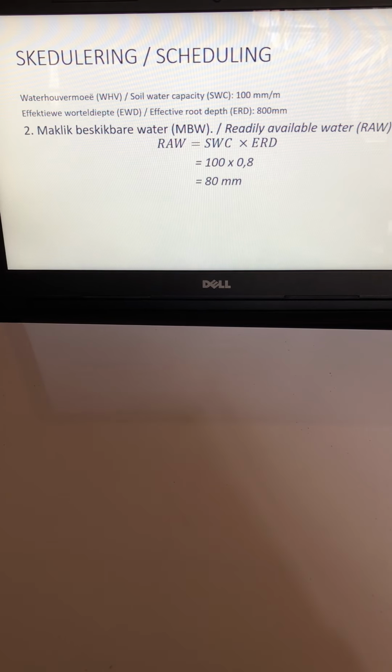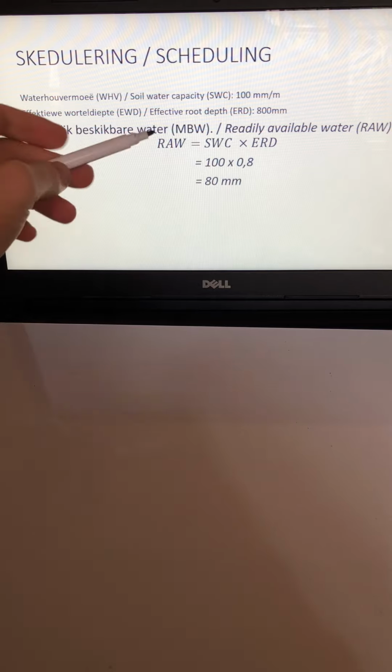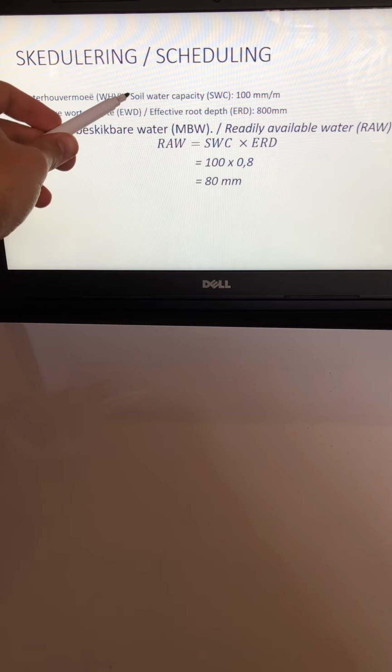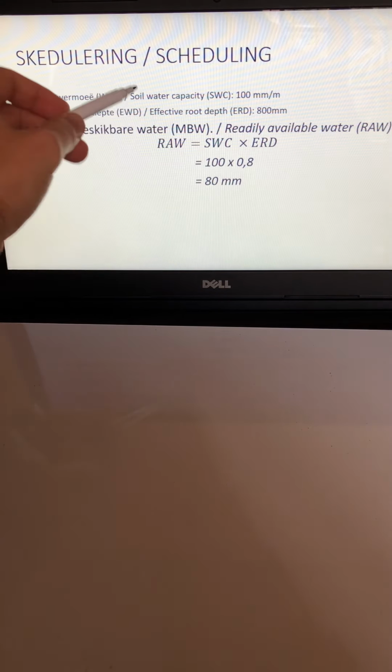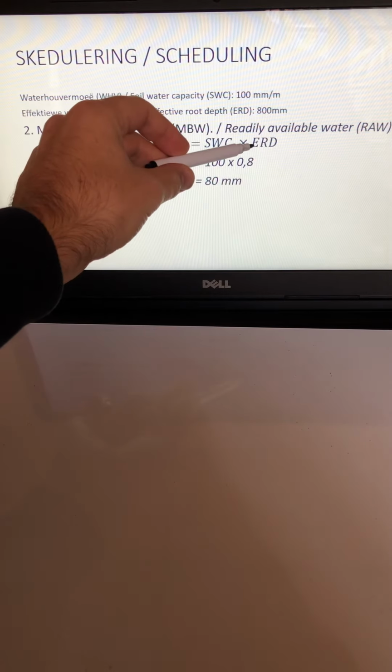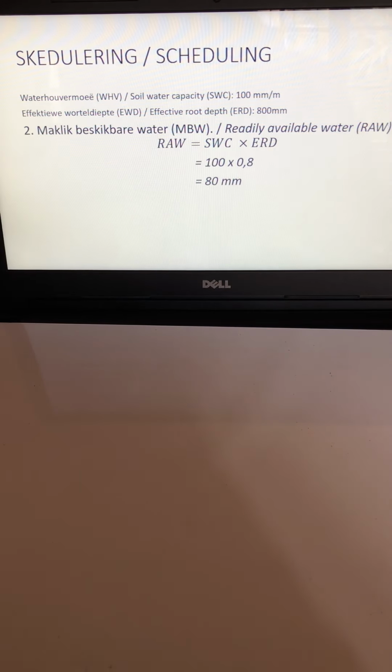So it's the water between field capacity and permanent wilting point, and the readily available water is the amount of water in the soil. So it's the soil water capacity multiplied by the effective root depth. So the amount of water in the soil within a specific area, in the area of the roots.